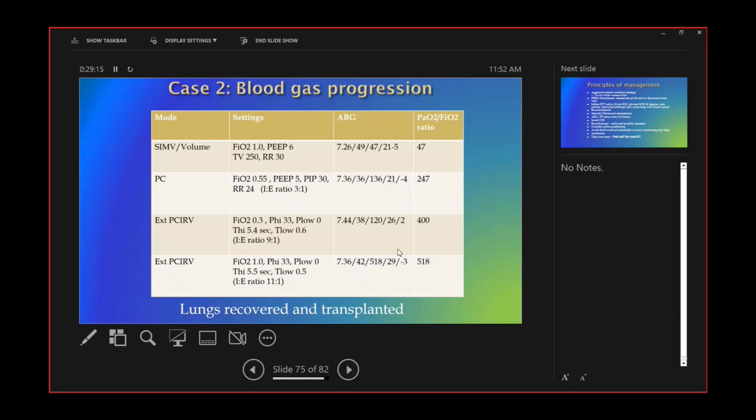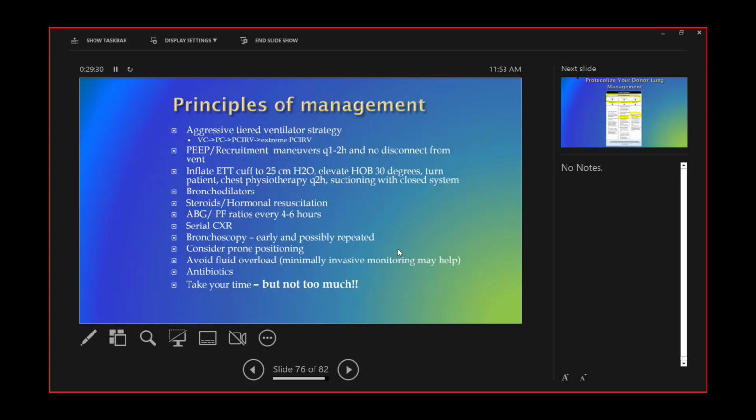We were up to 100%, P high of 33, P low of 0, T high of 5.5, and T low of 0.5. So an 11-to-1 inverse ratio. And our PF ratio went up to 518. The lungs cleared and they got transplanted. So, this is just a couple of examples of cases and how we did things.